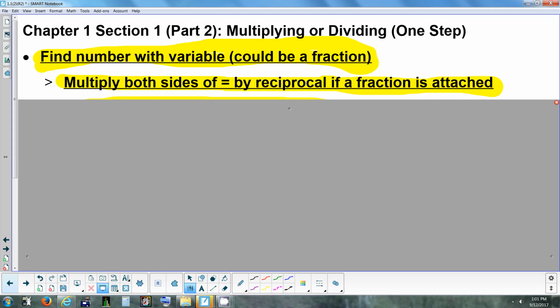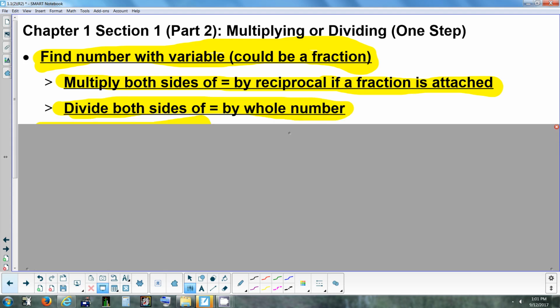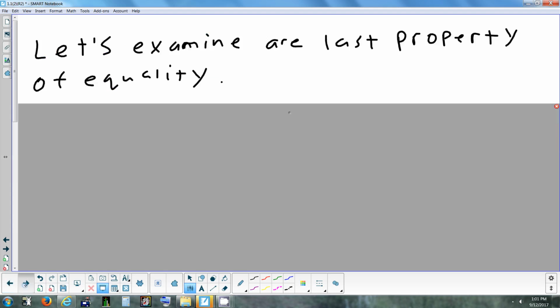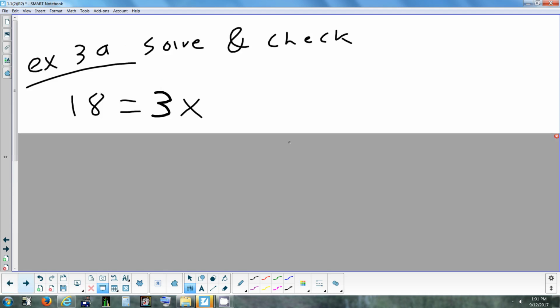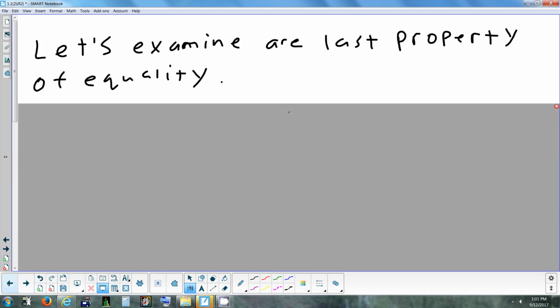Okay, the next step I'm going to have you write down, but we haven't really talked about it yet. If you can multiply both sides of an equation by any number except 0, you can also divide by anything except 0. So division is going to come up when we do a problem like that. That's going to involve division.